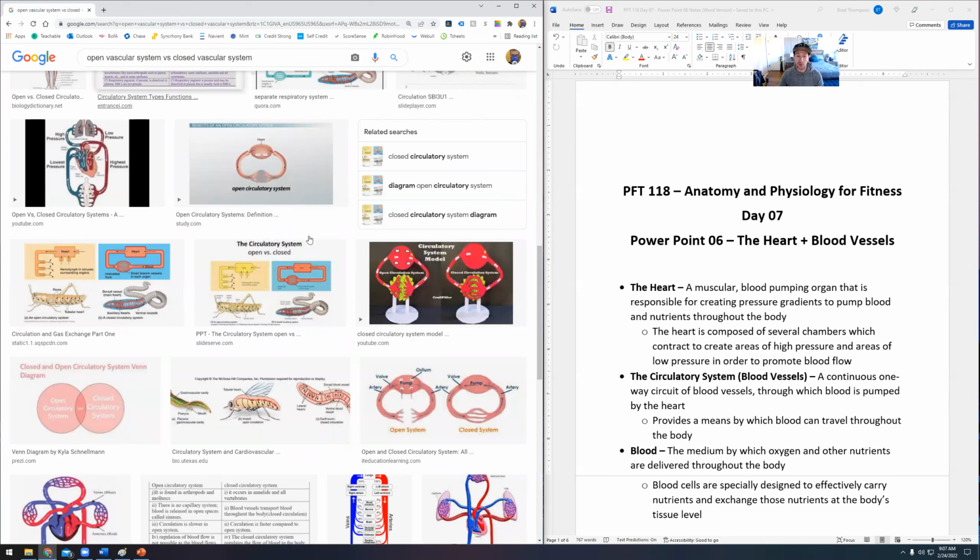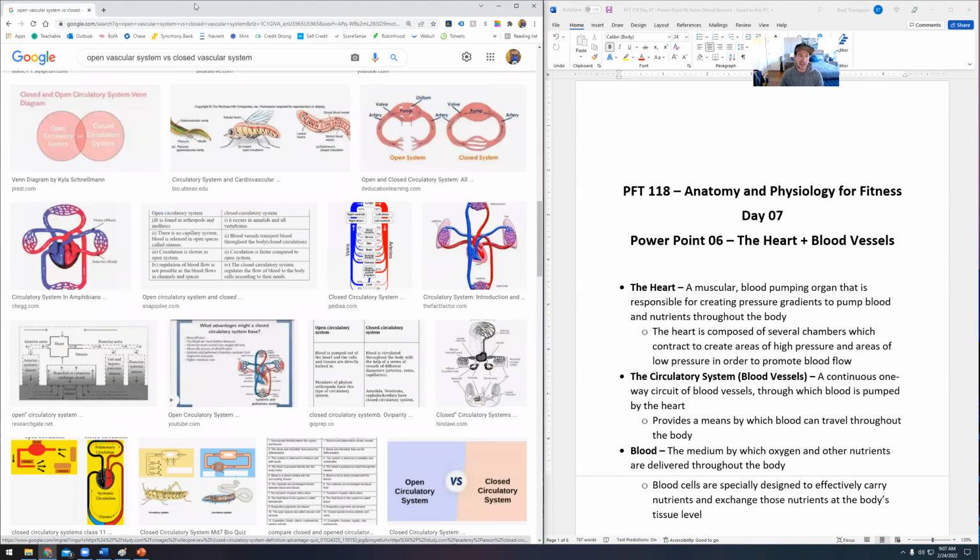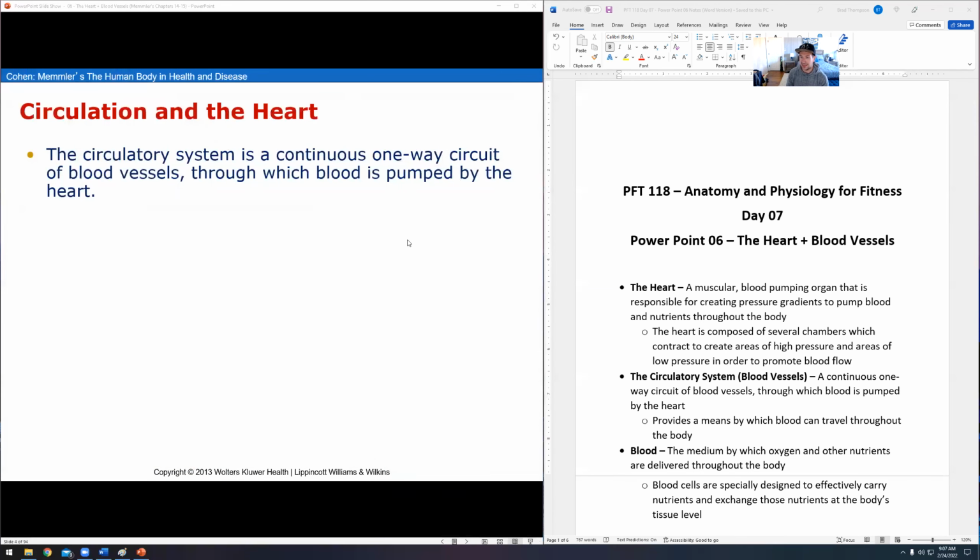If you're traveling at super fast velocities, it's actually an advantage to have an open vascular system. If you're an insect flying at like 1,000 times your body length per second, that's pretty fast. What is great about that is when you splash blood everywhere, it can stay there for a little bit and then get sucked back in.